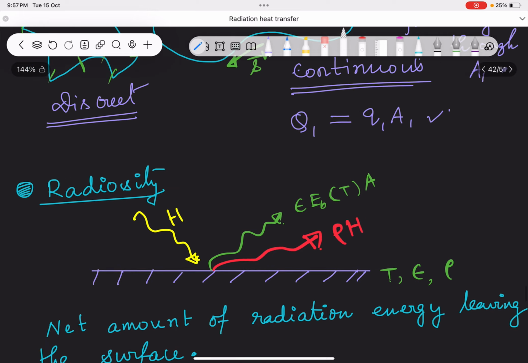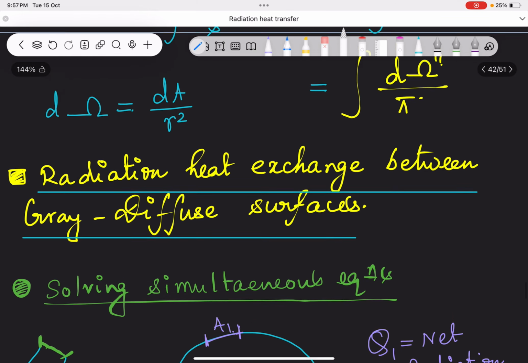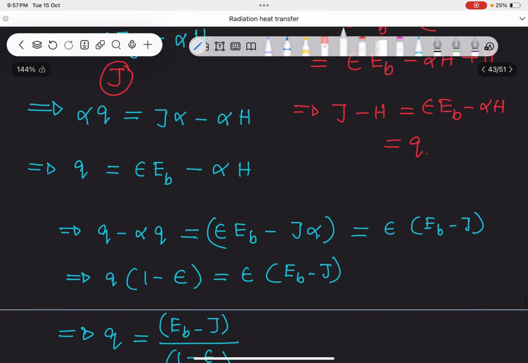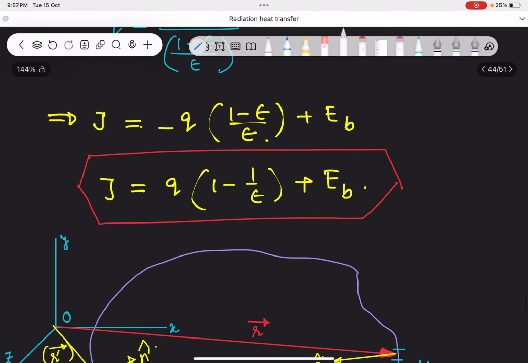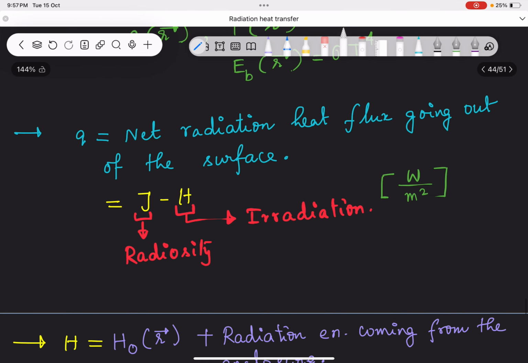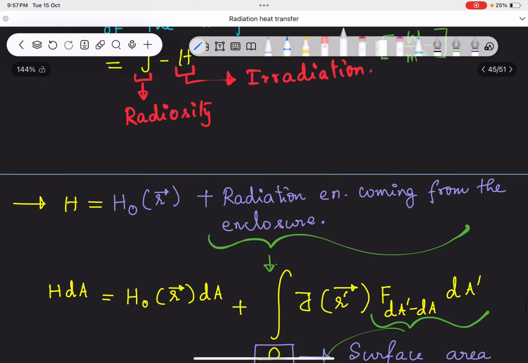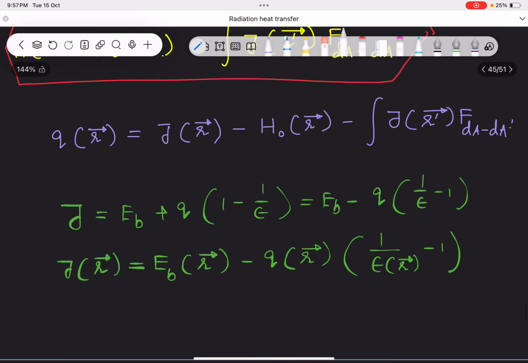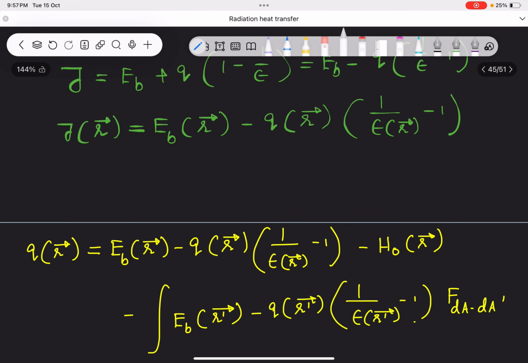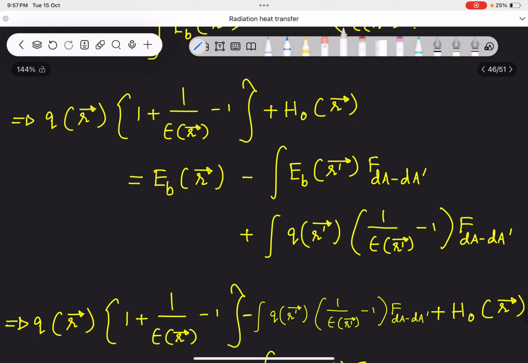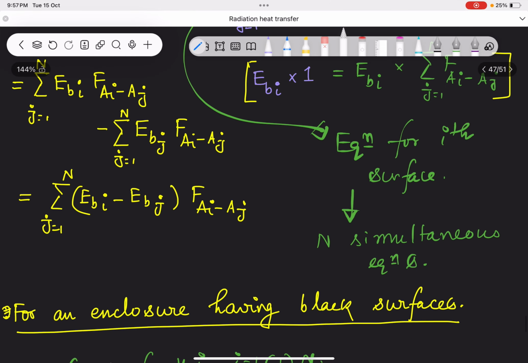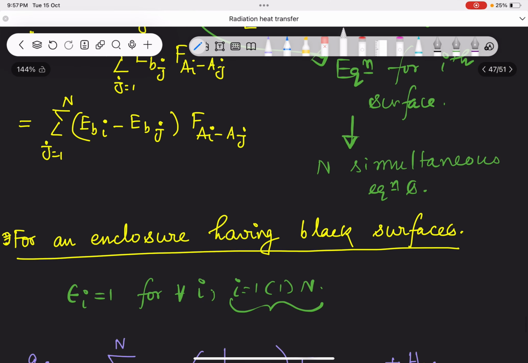The first method is by solving simultaneous equations, and we have already seen how we can do that for both a continuous enclosure and a discrete enclosure. And by this time you already know what I mean by a continuous enclosure and a discrete enclosure, right? And you also know why we call this the method of simultaneous equations.